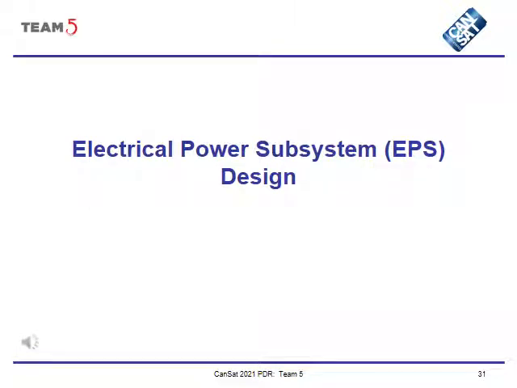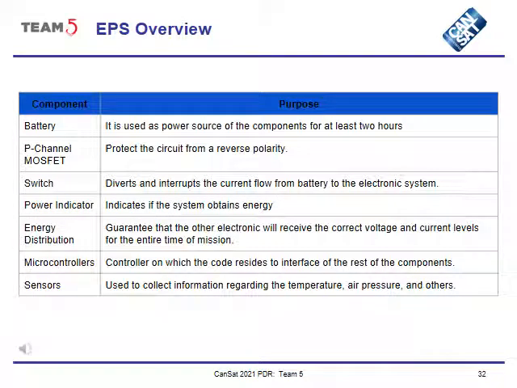Electrical Power Subsystem, EPS design. The components used in this section would be battery. It is used as a power source for the components for at least 2 hours. P-channel MOSFET protects the circuit from a reverse polarity. Switch diverts and interrupts the circuit flow from battery to electronic system. Power indicator that indicates if the system obtains energy. Energy distribution guarantee that the other electronic will receive the correct voltage and current levels for the entire time of mission.